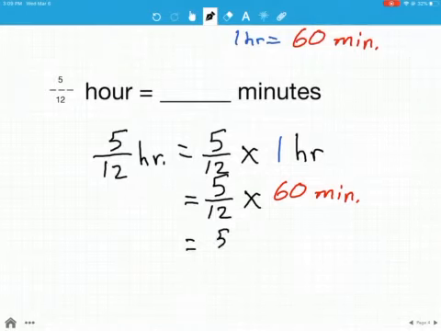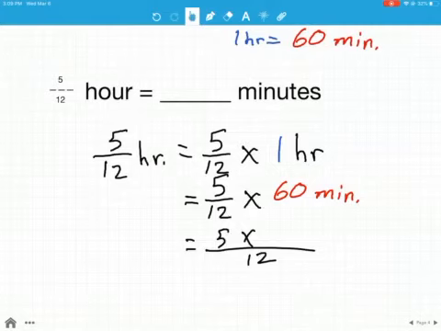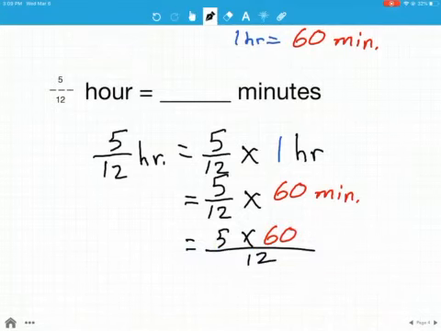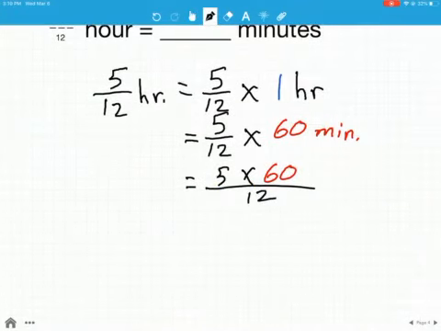So again, we're going to put our fraction line, our 12 on the bottom, the 5 stays the same. We're going to multiply it times our 60. All right. Now again, those of you that want to go ahead and do 60 times 5 is 300, go ahead and do it, and then divide it by 12. All right, go ahead. But I'm going to do my cancellations.